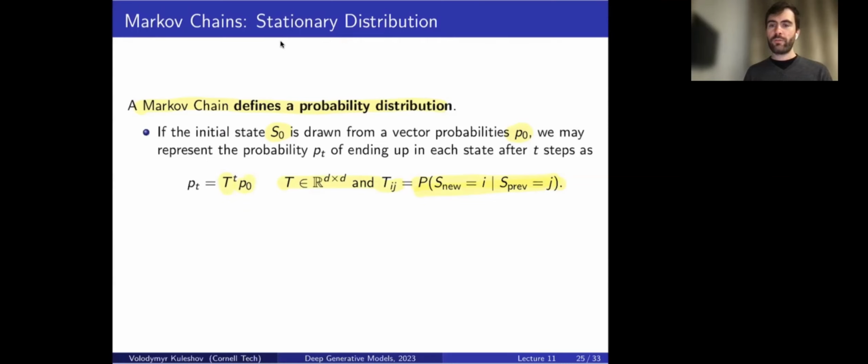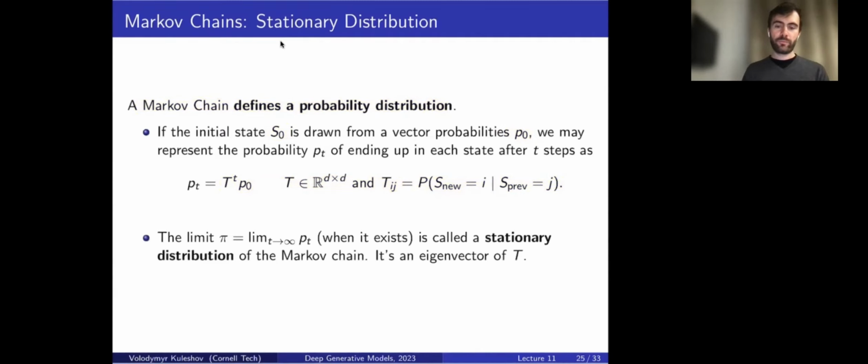So if I start with some initial distribution over states P0, and I apply my Markov chain t times, I will be in some other state, and my probability over what that other state is will be given to me by P sub t, which is given by this formula. So this is just the result of applying the Markov chain many, many times. Because it's Markov, I can just compute the probability of the next step by repeatedly multiplying by the matrix T.